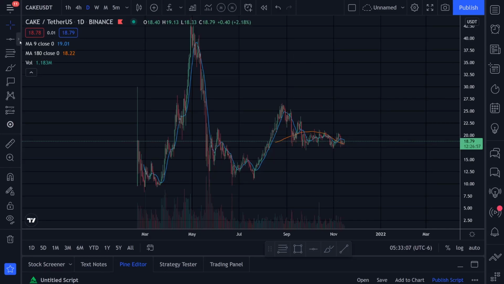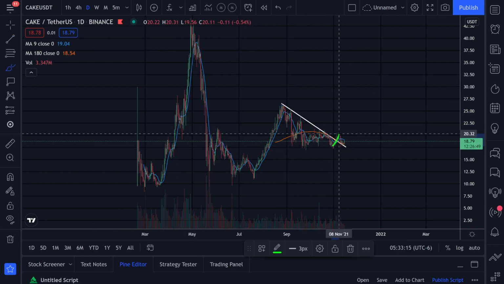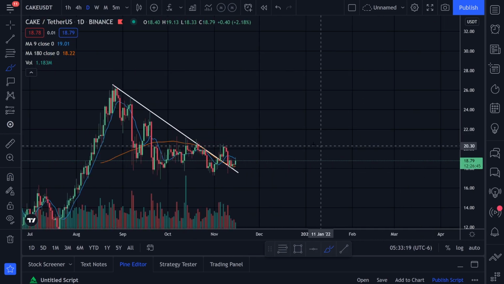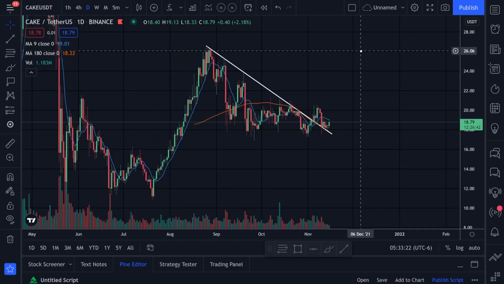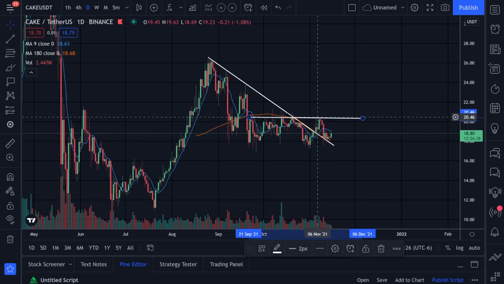Let's take a look at the chart action for CAKE. All right, so here's what we were looking at in my last video. We had a downtrend going down like this. We actually broke the downtrend going to the upside, but we didn't follow through and the momentum didn't carry to the next target. So what I'm looking at right now is basically a top resistance line, something like this.